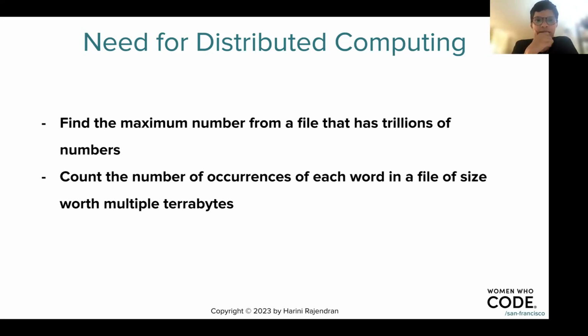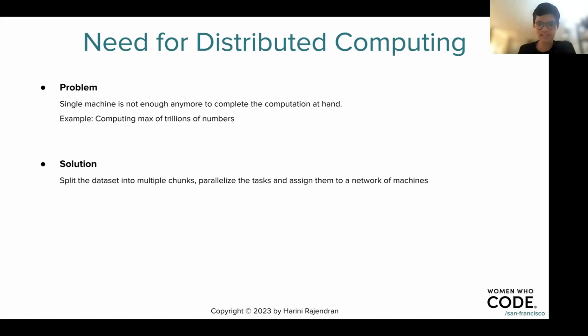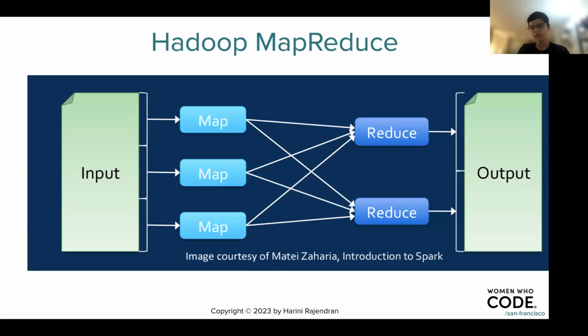So as the scale of data grew and we weren't able to fit the data in one machine anymore, at that point we started thinking about distributed computing. The first distributed computing platform that became famous and was used ubiquitously was the Hadoop MapReduce framework, a few years back. So what's the Hadoop MapReduce framework?